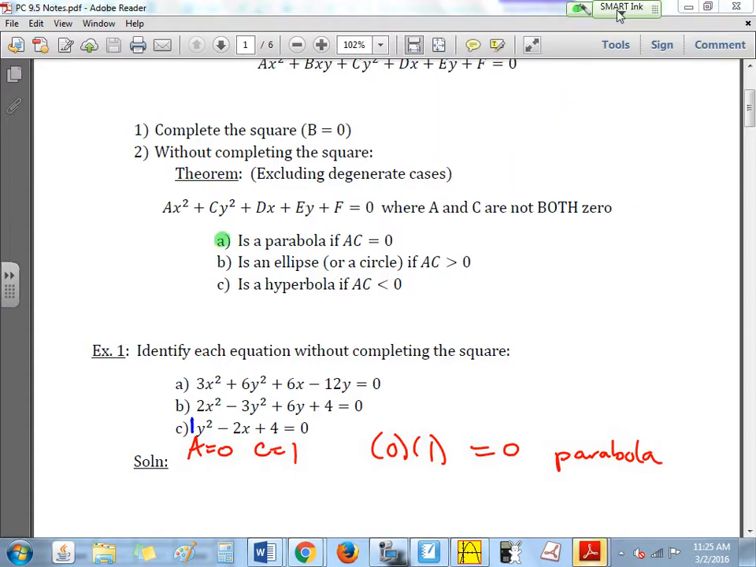We were saying that it's going to be a parabola if A times C is 0. It's going to be an ellipse if AC is positive. It's going to be hyperbola if AC is negative. That's not new. It's just a nicer way to say what I said a week ago.